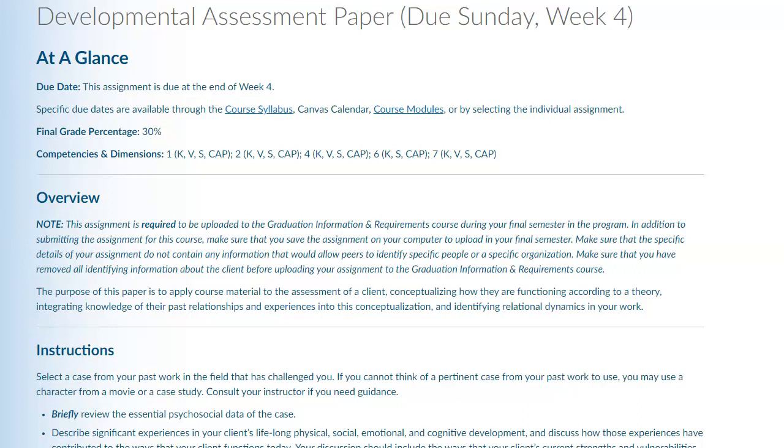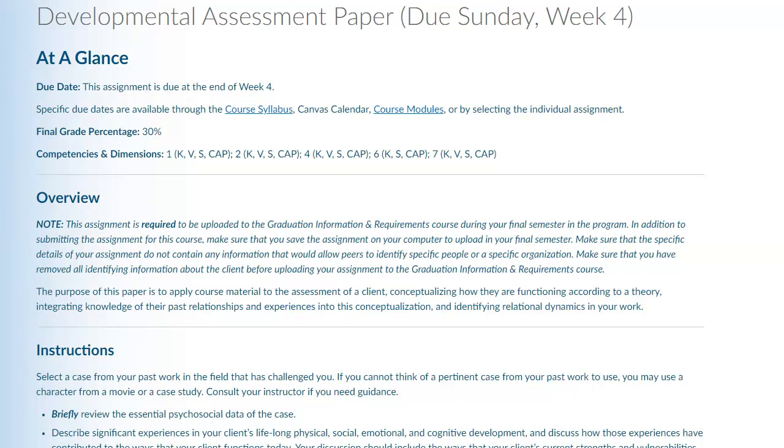This assignment is required to be uploaded to the graduation information requirements course during your final semester of the program, so please make sure that you do save a copy on your computer, email it to yourself, do what you need to do to make sure that you keep this assignment.